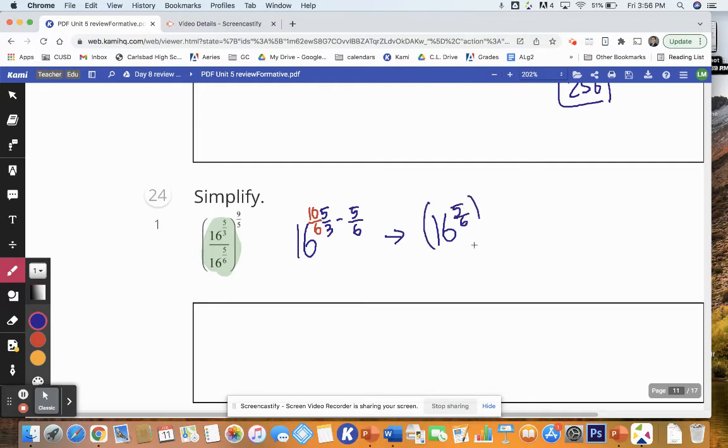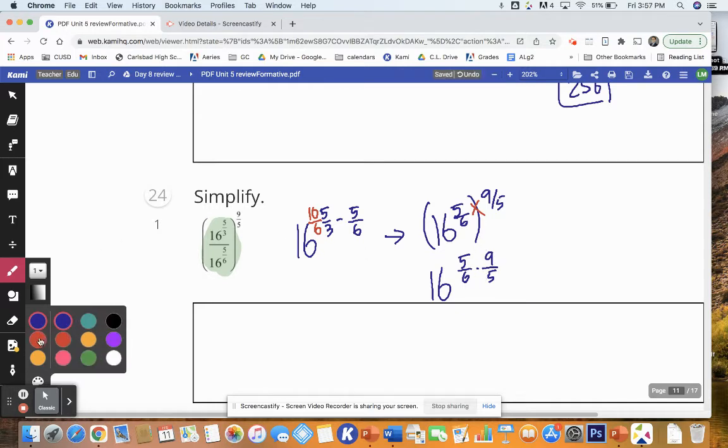Now I'm going to raise this all to the 9/5. When you do power to a power, you're going to multiply these. So I have 16 to the 5 over 6 times 9 over 5. You just multiply right across the top and bottom, so you get 45 over 30. But I'm going to actually reduce this because I have a 5 on top and a 5 on the bottom. And then also 9/6 is really the same as 3 over 2. So I'm left with 16 to the 3 halves. You could have just done 45 over 30 and then simplified that, but that's where I'm at.